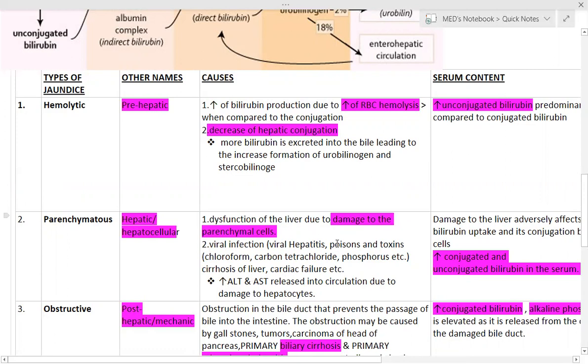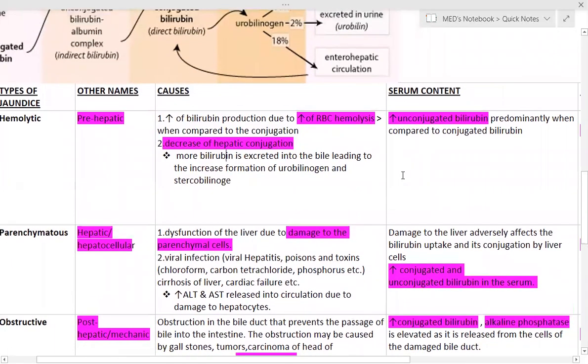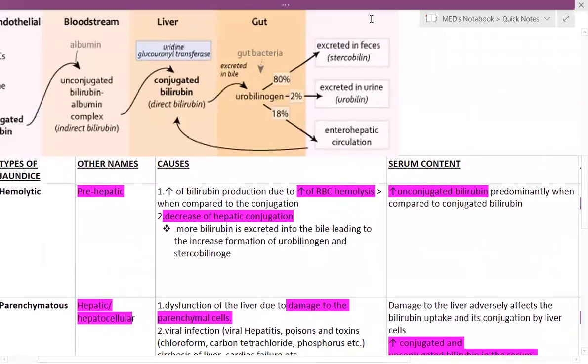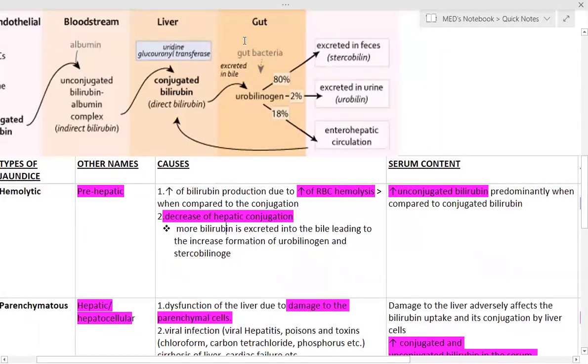Now, what will be with the index of the blood? What happens is that there is elevated levels of ALT and AST. ALT and AST are released into the circulation due to the damage to hepatocytes. So this index is really very important when it is concerned with hepatocellular jaundice.